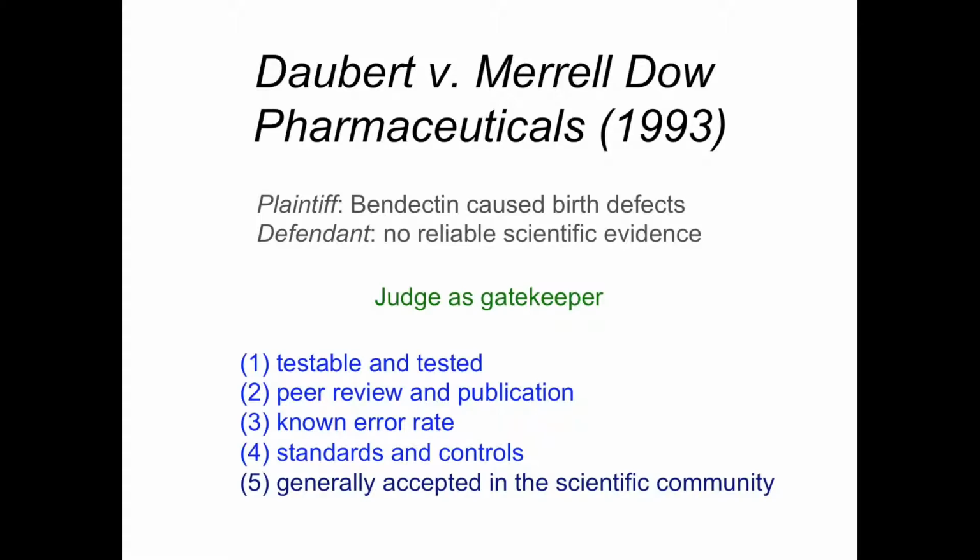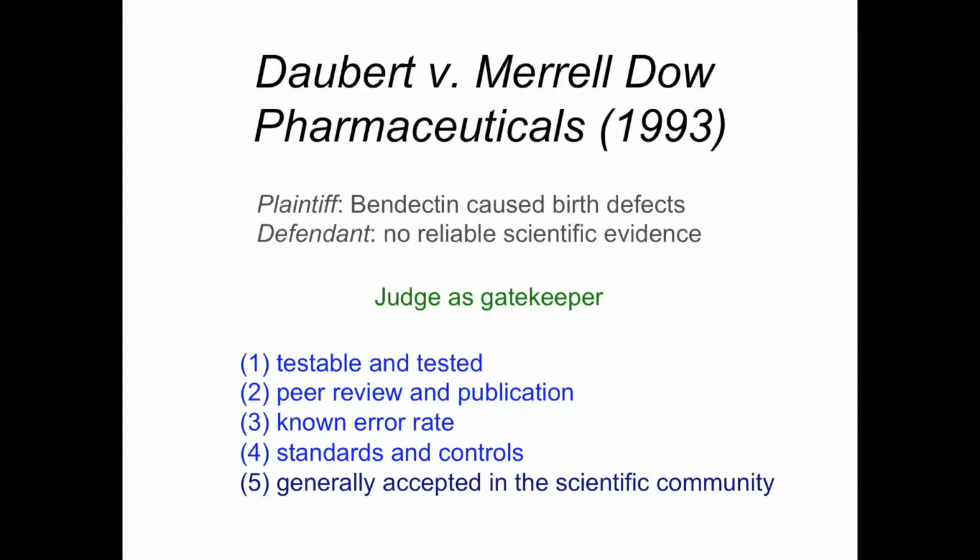In Daubert versus Merrell Dow, there was a plaintiff who said that Bendectin, a drug that Dow Pharmaceuticals produced, caused birth defects. The defendant argued there was no reliable scientific evidence, and the Supreme Court ruling overthrew, at least for federal courts and in half the states, the Frye standard, which is number 5 alone: generally accepted methods in the scientific community. It introduced the judge explicitly as a gatekeeper and said that these methods need to be testable and tested.